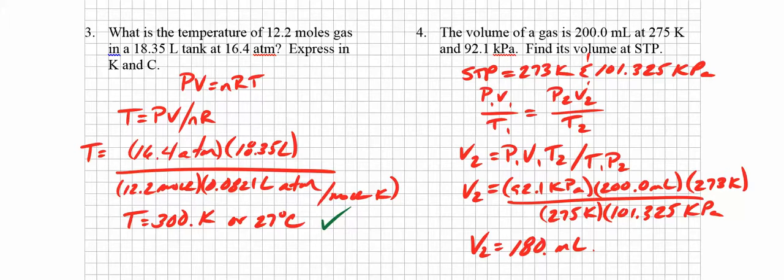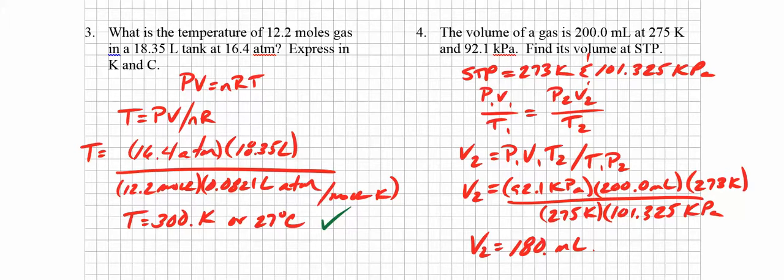Number 4 says the volume of a gas is 200 milliliters at 275 degrees Kelvin with 92.1 kilopascals. Find its volume at STP. So what does STP mean? Well, standard temperature and pressure means that you're at 0 degrees Celsius, that's 273 degrees Kelvin, and you're at 1 atmosphere, that's 101.325 kilopascals. So we're looking to see what the volume is under a different set of circumstances.